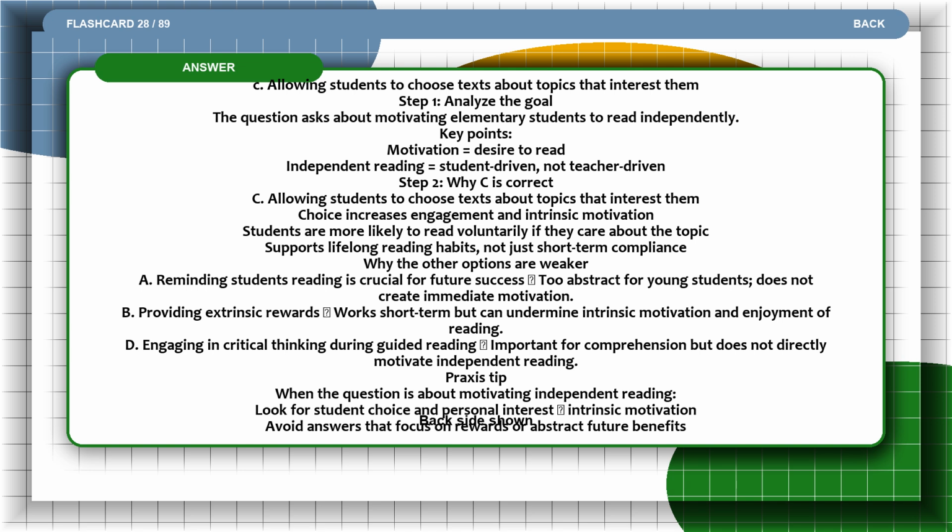Step 2. Why C is correct. C. Allowing students to choose texts about topics that interest them. Choice increases engagement and intrinsic motivation. Students are more likely to read voluntarily if they care about the topic. Supports lifelong reading habits, not just short-term compliance.